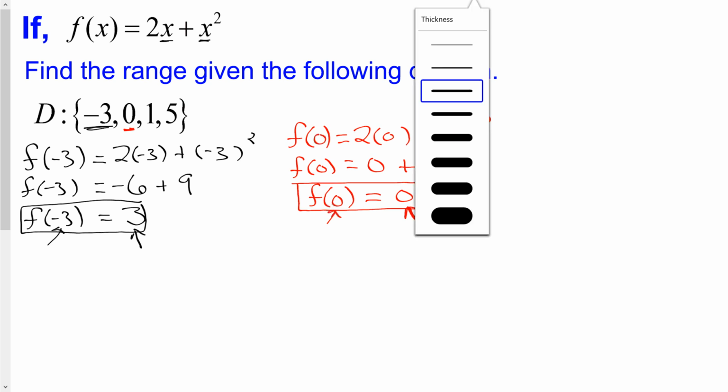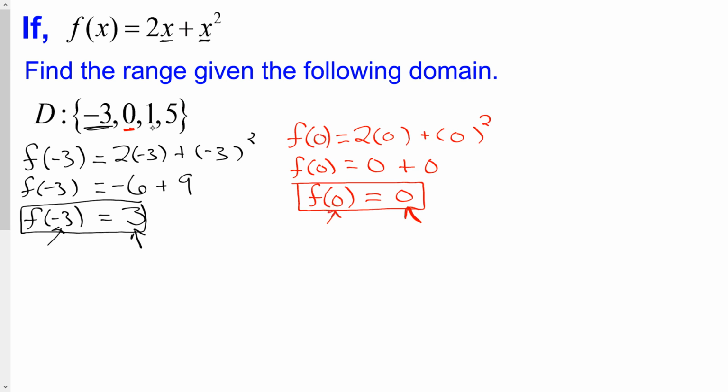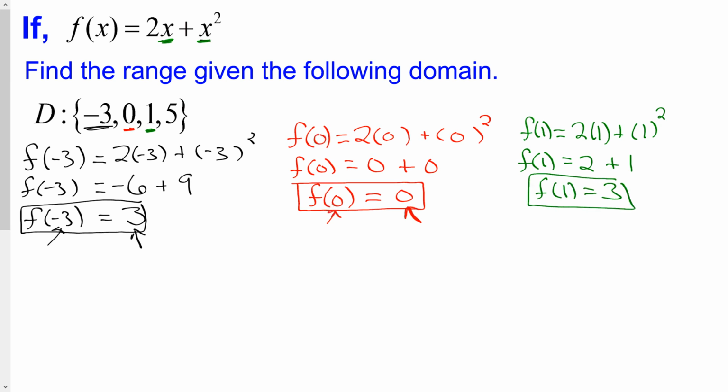Change the color again on my pen. We're going to use this color to look for f of 1. F of 1 equals 2 times 1 plus 1 squared. Again, just replacing the x's with 1 this time. So f of 1 equals 2 times 1 is 2, and 1 squared is positive 1, and 2 plus 1 is 3. Got another input, domain of x gets an output, a range of 3.